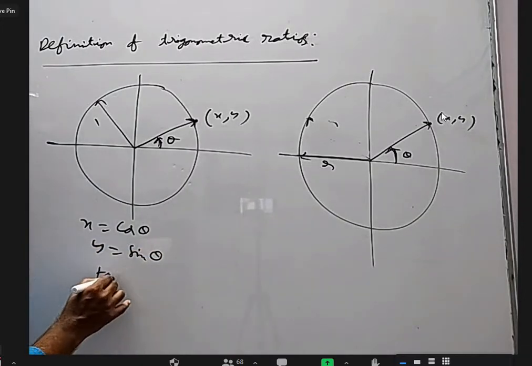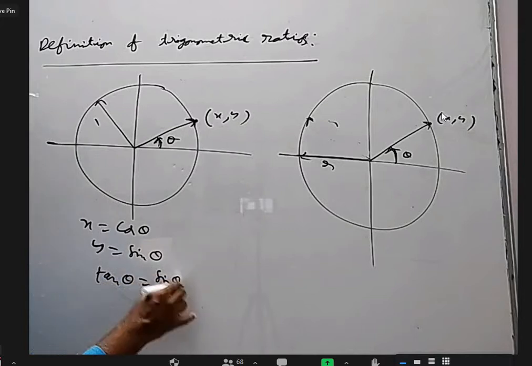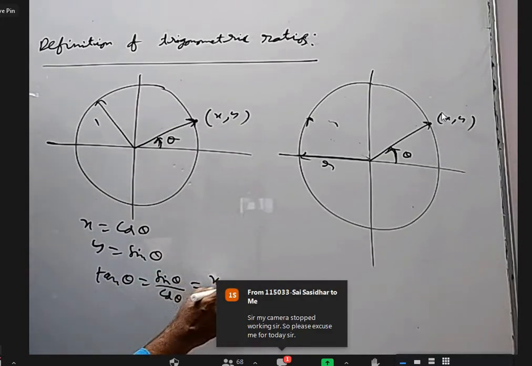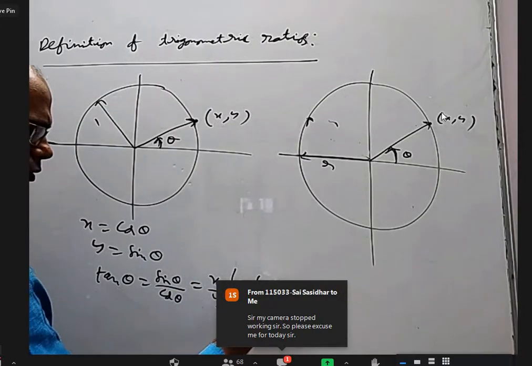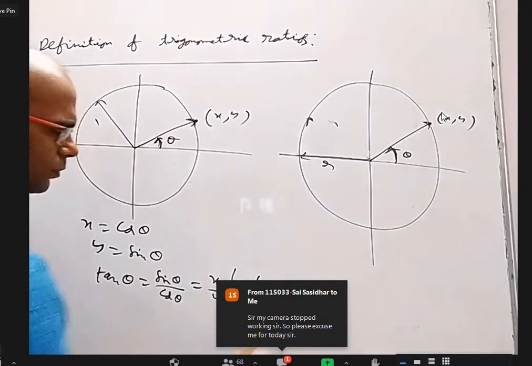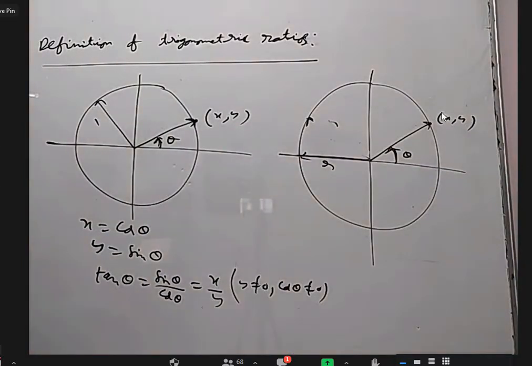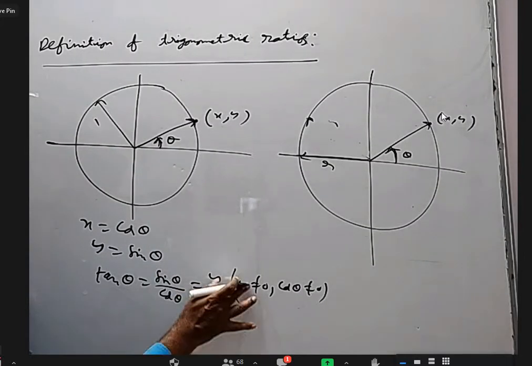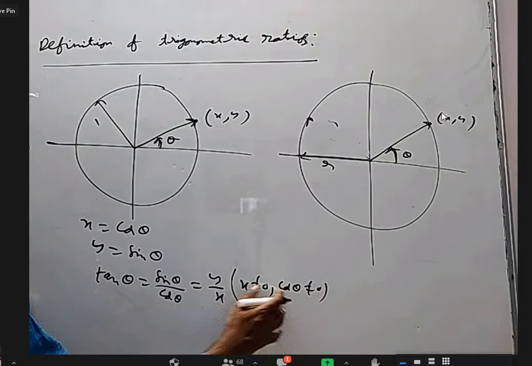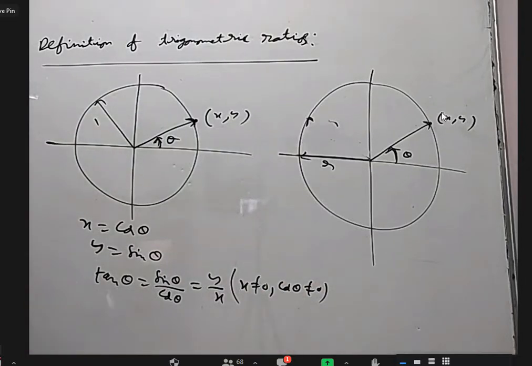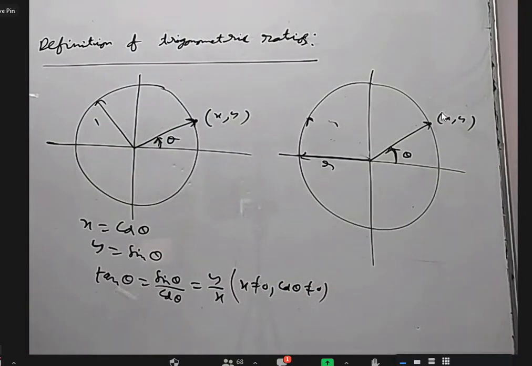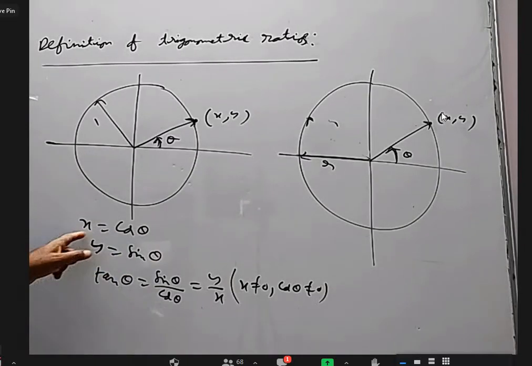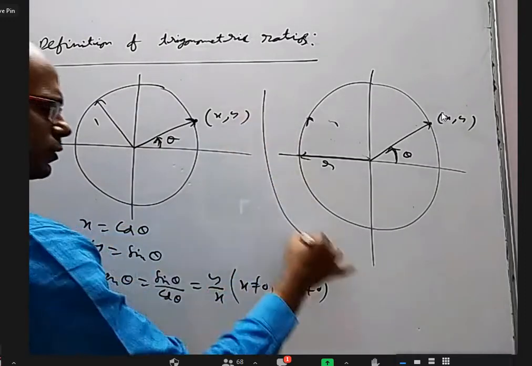And tan theta, either you can define it as sin theta by cos theta, or you can write y by x, provided x should not be 0, that is cos theta should not be 0. Sir, y by x, not x by y. Sorry, sir, this is y by x. Of course, cosecant is defined as the reciprocal of this. Secant is the reciprocal of this. Cot is the reciprocal. I don't have to mention.